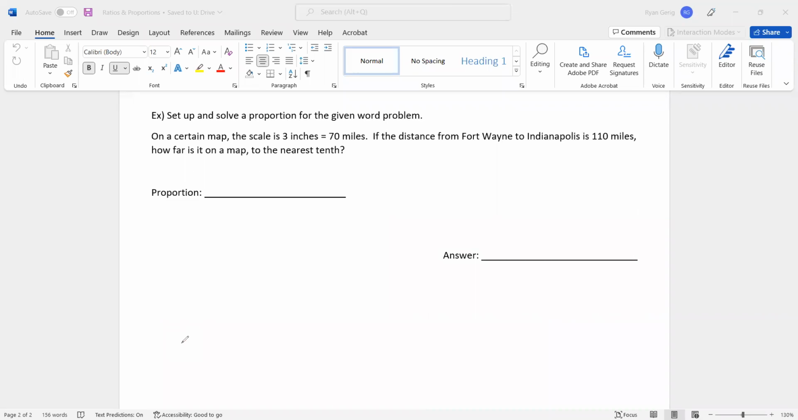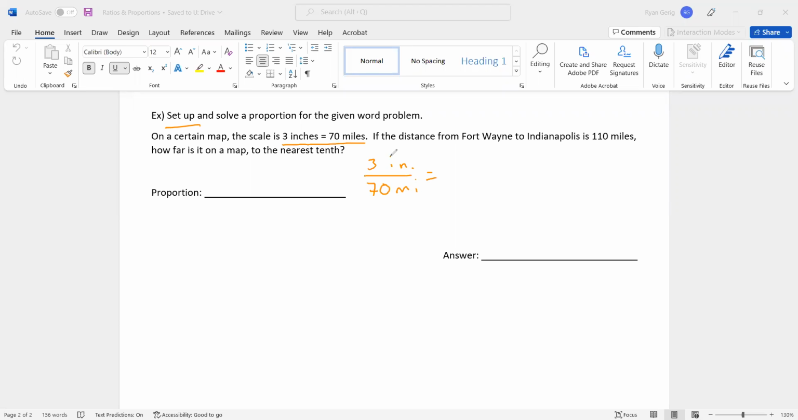Okay. Last one, set up and solve a proportion. So the setup is the part that's a little bit different here. All right. On a certain map, the scale is 3 inches to 70 miles. That information, very important. That gives me a ratio. I'm going to write a ratio real quick. 3 inches. I like to label them too, because you'll see why in a second. 3 inches means 70 miles. And so I got that. That's my ratio.